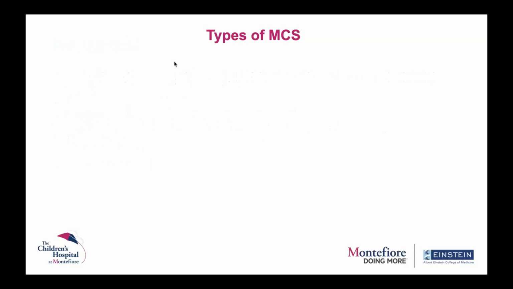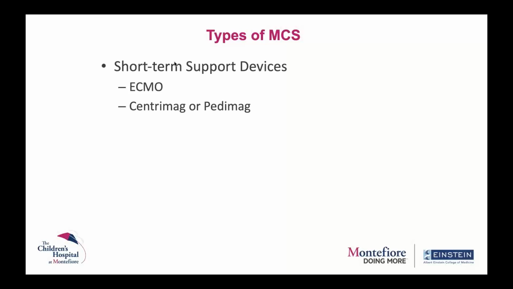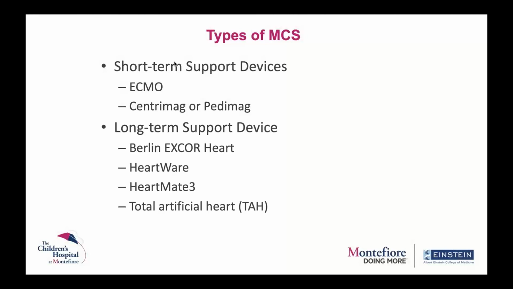So let's go through some different types of mechanical circulatory support. As I said, there are short-term support devices. You have something called ECMO, which we won't be talking about today. It's extracorporeal membrane oxygenation, which is the heart-lung machine. Then you have something called a Centromag. And if you have a smaller size cannula, it is now called the PD-Mag.